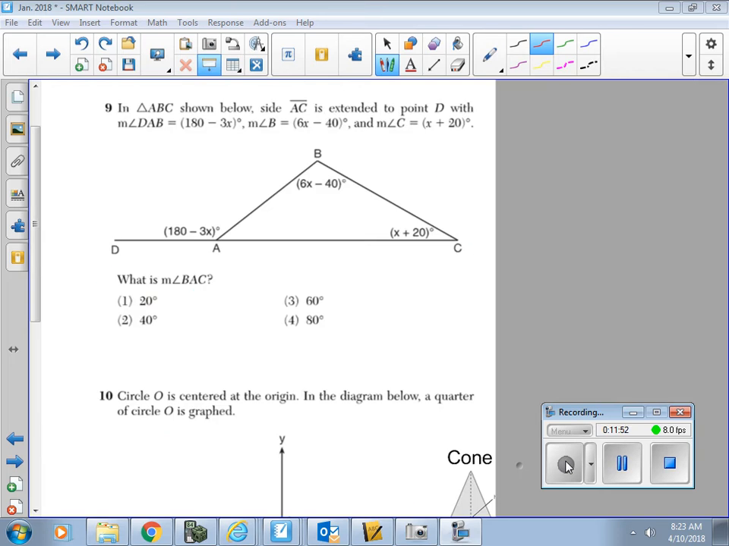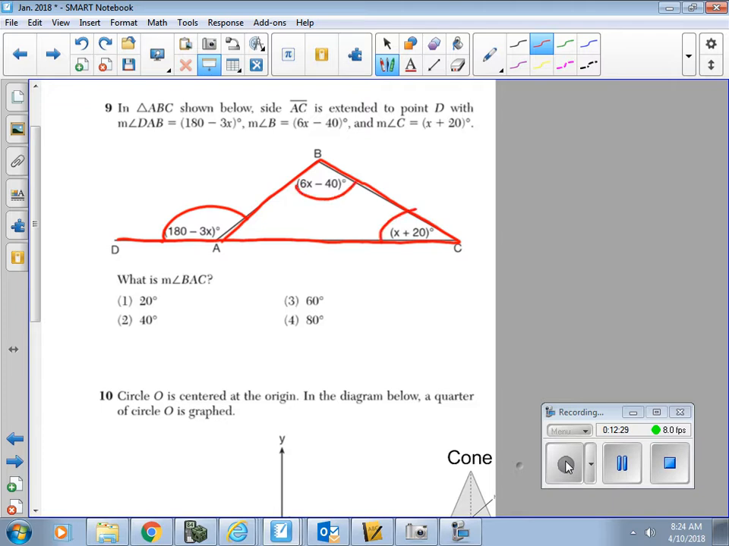Okay, let's look at number 9. Number 1 is very tricky because I know that a lot of students are going to make the same mistake. So let's look at this problem. It says in triangle ABC, so ABC is here, as shown below. AC is extended to point D, out here, with the measure of angle DAB equaling 180 minus 3x. So they label it for you, that's nice, that's this angle. Measure of angle B on the inside is 6x minus 40, and C is x plus 20.